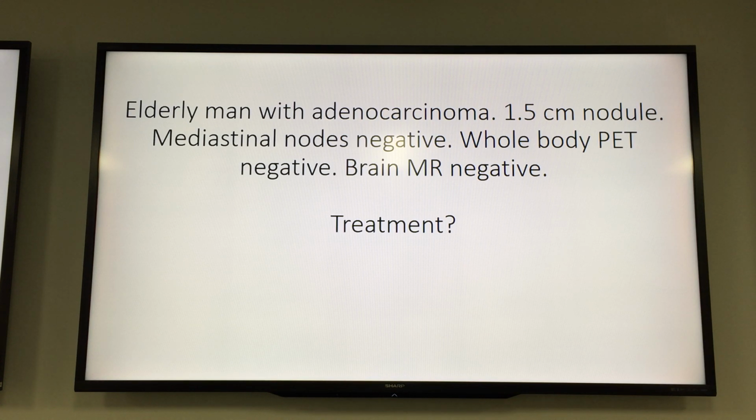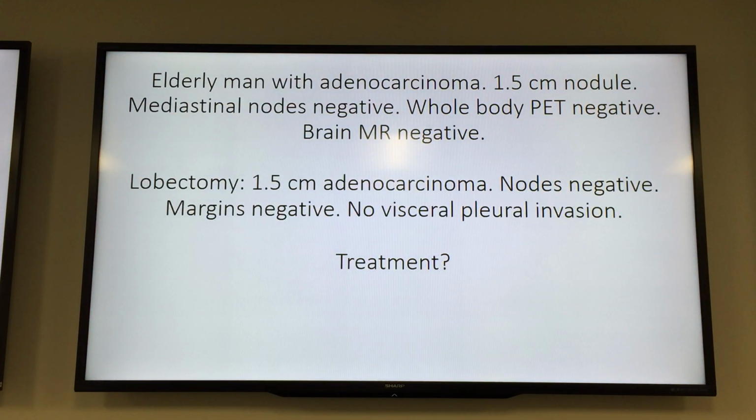Okay. So then, who's next? All right. So we'll change the situation. Now it is a man with adenocarcinoma, nodule. It's actually the same person, but had their lobectomy. So the lobe has come out. It came to you. You found a 1.5 centimeter adenocarcinoma. Nodes were negative. Margins were negative. There was no visceral pleural invasion. And he's done.